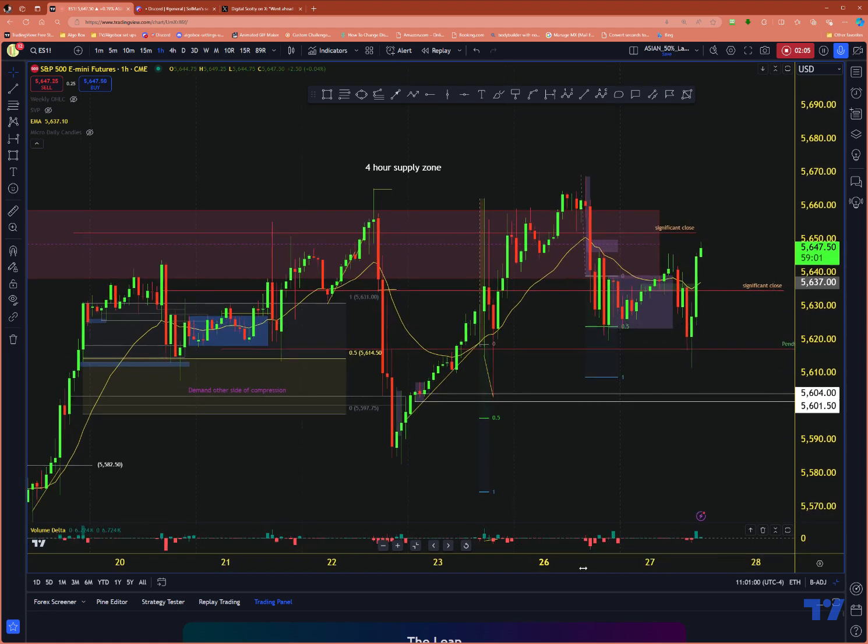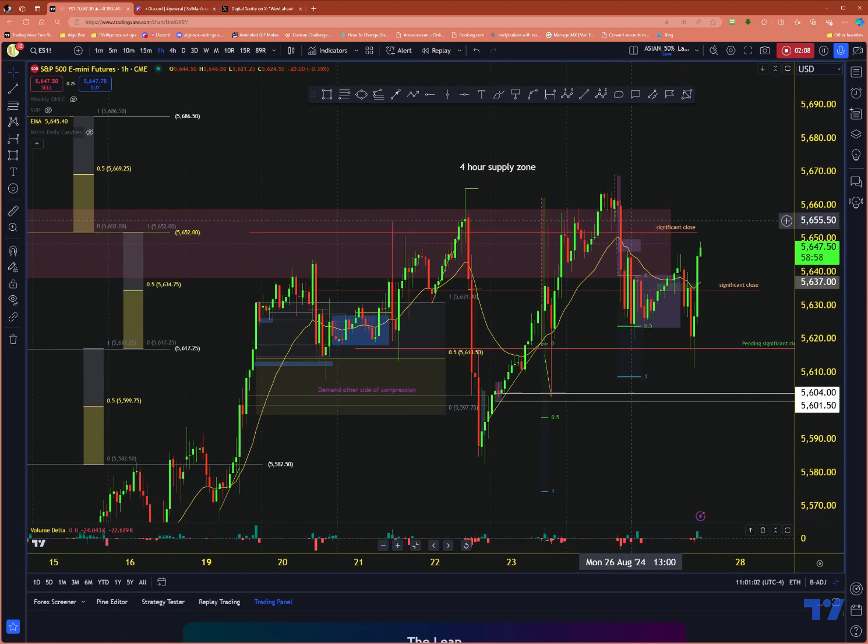I noticed that the price had closed. So what did it do? It came down to this quadrant right here. These quadrants I derived from the monthly chart, just basically the monthly range, right?